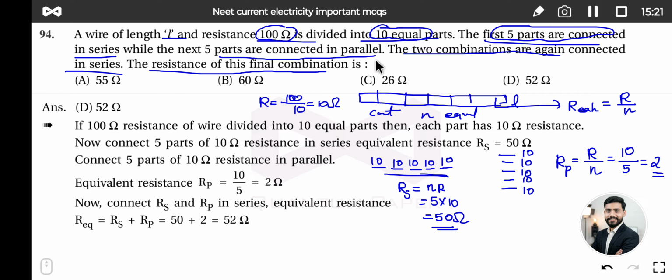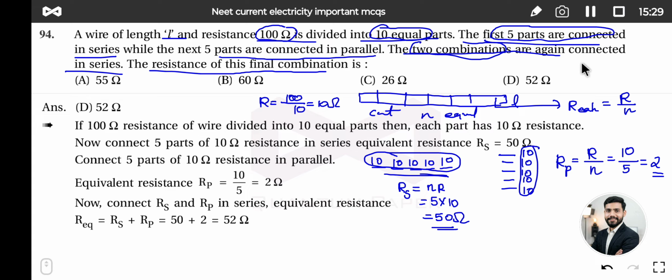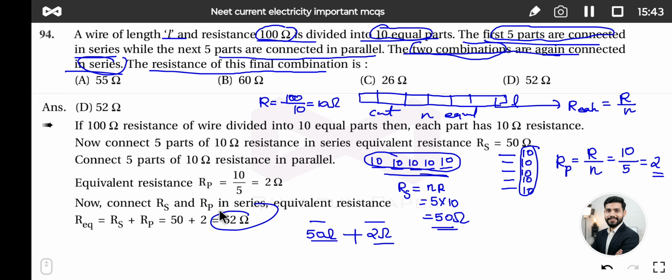After that, it is given that both combinations, the series combination of 5 parts and the parallel combination of 5 parts, are again connected in series. That means this 50 ohm resistance and this 2 ohm resistance are connected in series. In series connection, we just add up. So 50 plus 2, which is 52 ohm. So the correct answer is D. Okay. Look at the next question.